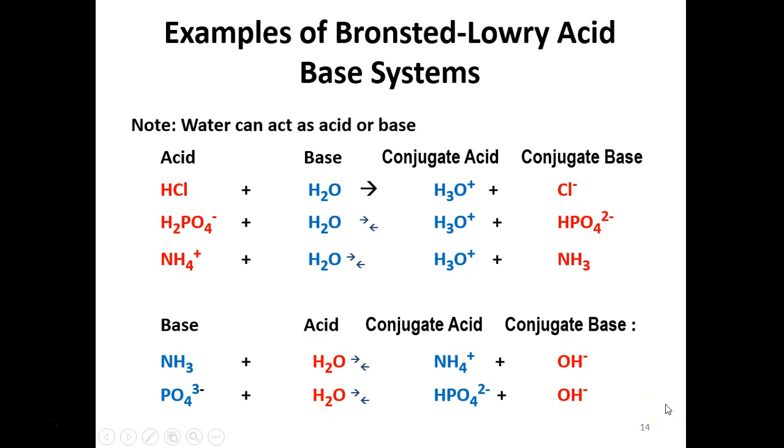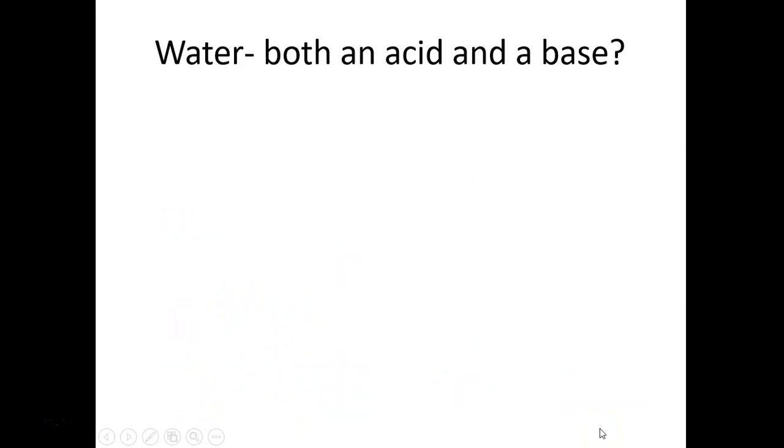So here are some examples of Bronsted-Lowry systems. Now in the first three examples, you'll notice that water is acting like a base because it's accepting a proton from the acid in each case. In the last two examples, you'll notice that water is acting as an acid because it's donating a proton to the base in each case. So we're seeing that water can behave as both an acid and a base.